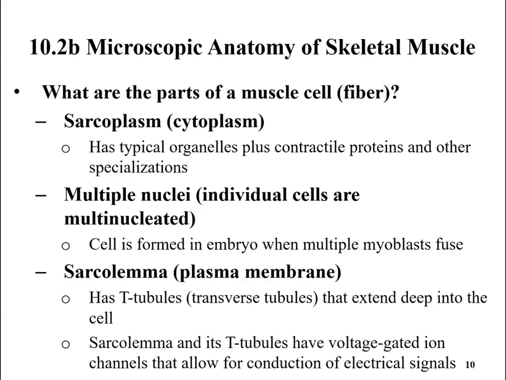Individual cells are multinucleated. The cell is formed in the embryo when multiple myoblasts fuse. There's a sarcolemma. This is going to be the plasma membrane of the muscle cell. And it has these things called T-tubules or transverse tubules that extend deep into the muscle cell. What that does is allow for conduction of an electrical signal deep into the muscle cell and essentially synchronize contraction of the muscle cell.